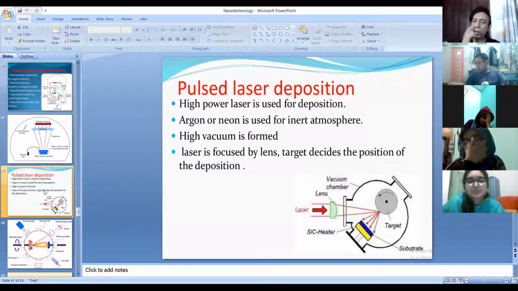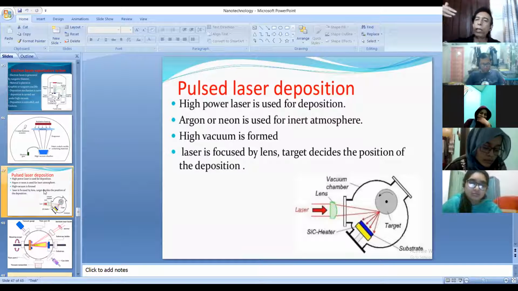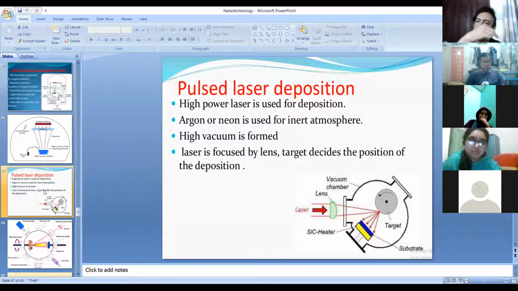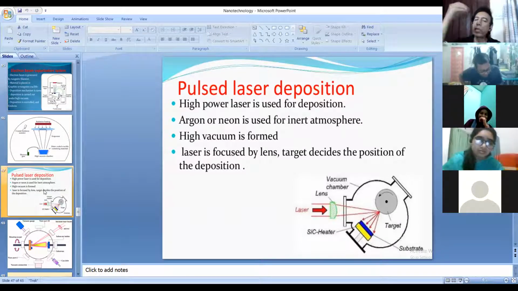What is the pulse laser deposition technique? You know what a laser is. I have explained to you what a laser is. Now, if you allow a laser of high energy to hit the target material, then it will produce heat on the target material, and the target material will make a plasma.